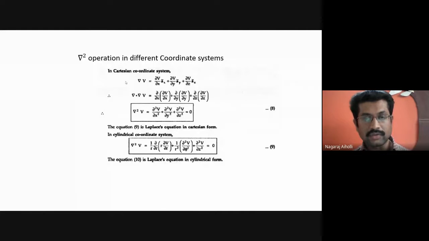Del square V is equal to 1 by r dou by dou r of r dou V by dou r, plus 1 upon r square dou square V by dou phi square, plus dou square V by dou z square, is equal to 0. We have to use this equation. Write the same equation here for del square V.